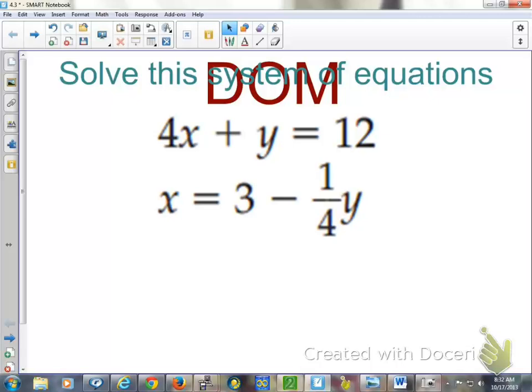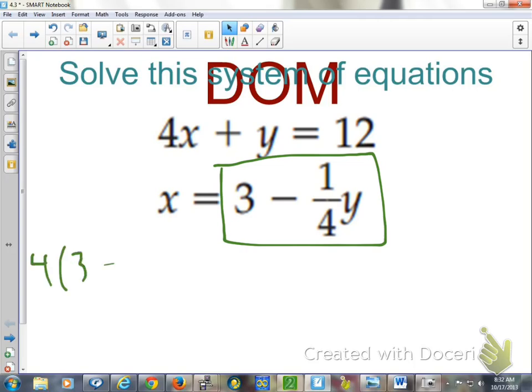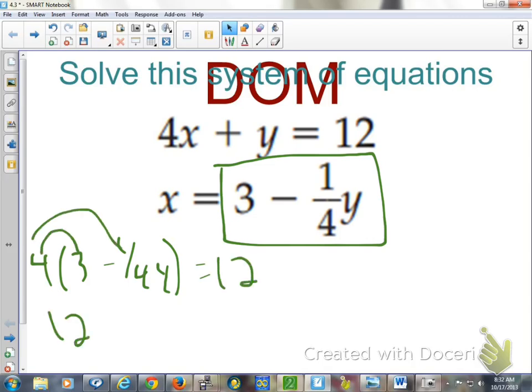Using substitution, we're going to plug this in for the x on the other equation. So that'd be 4 times 3 minus 1/4 y equals 12. So that's 12 minus y equals 12.